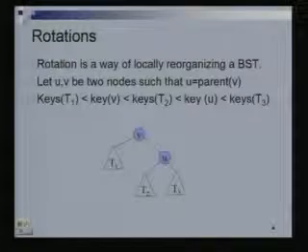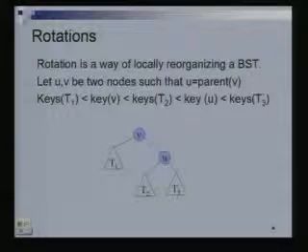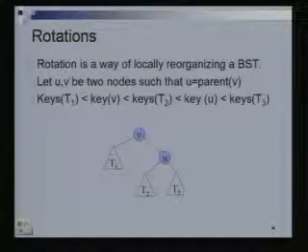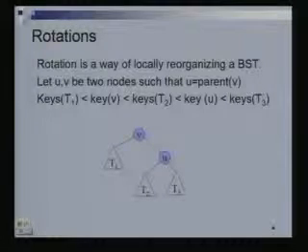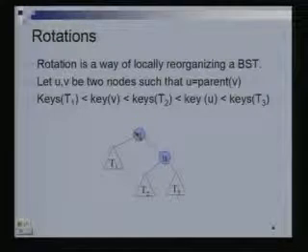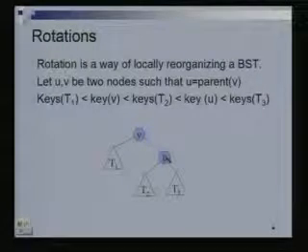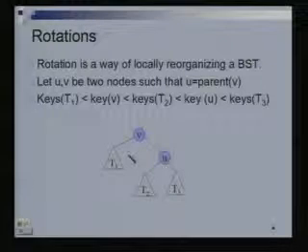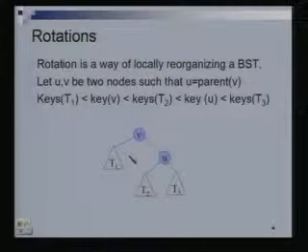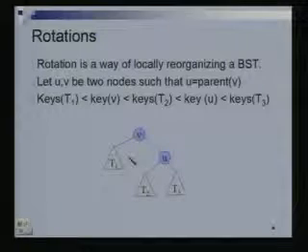So what happened was V became the parent of U. The binary search tree property still holds, by the way. Keys of T1 are less than V. Keys of T2 are more than V, so they come here, and they are less than U, so they come to the left of U. So it's still a binary search tree, but we've done some local reorganization. And this will be very useful, we'll see why.